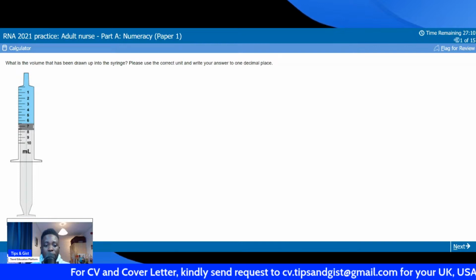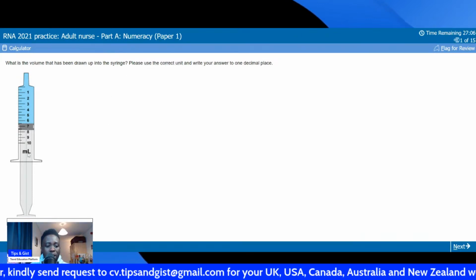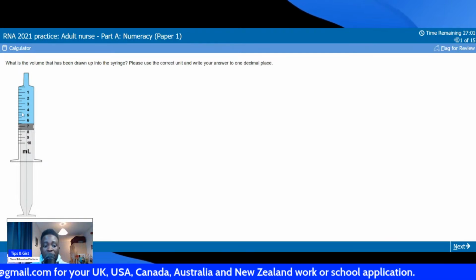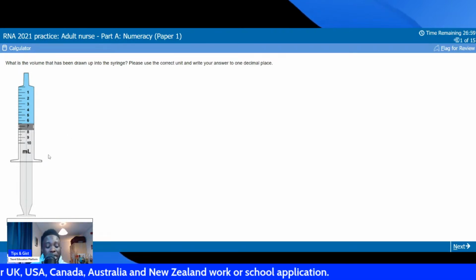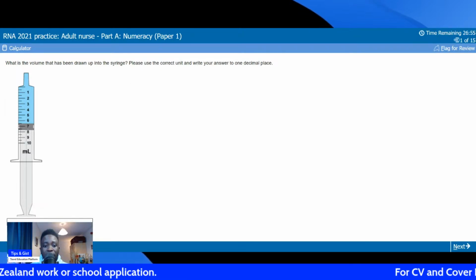So now let us look at the instruction. They said, please use the correct unit. So what is the unit here? Look at the syringe. The unit has been calibrated to mLs, right? So that means if it is 6.5, then the correct unit will be 6.5 mL. That means 6.5 what? mLs. So that is the correct unit.